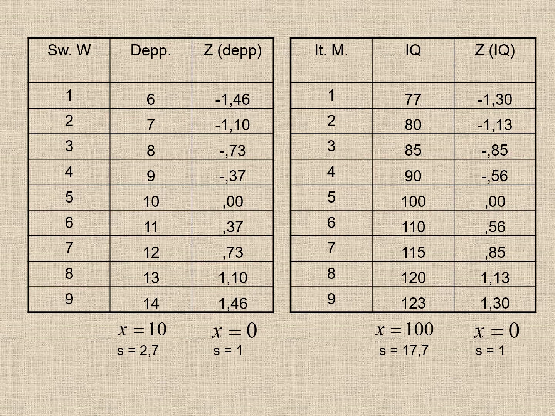In the table to the right, we have 9 Italian men, and we have measured their IQ. We get a range from 77 to 123. So we have a sample mean of 100 and a sample standard deviation of 17.7. If we now transform each of these observed IQ values to a zeta score, we get a range from minus 1.3, meaning 1.3 standard deviations below the sample mean of 100, up till plus 1.3, meaning 1.3 standard deviations above the sample mean of 100.